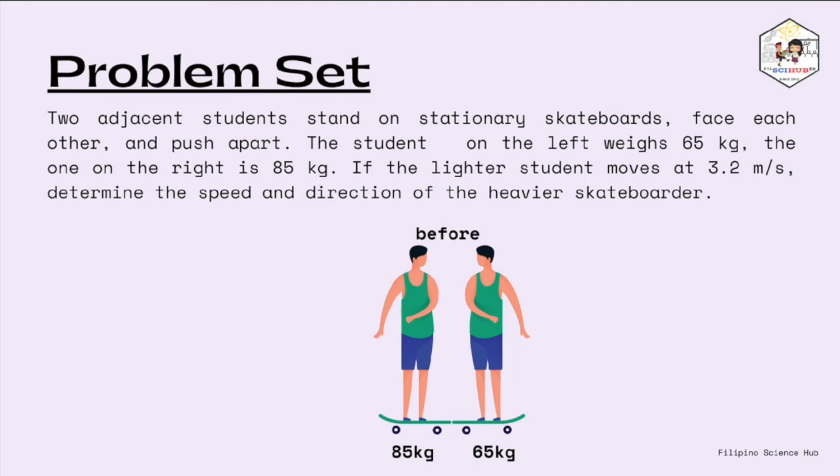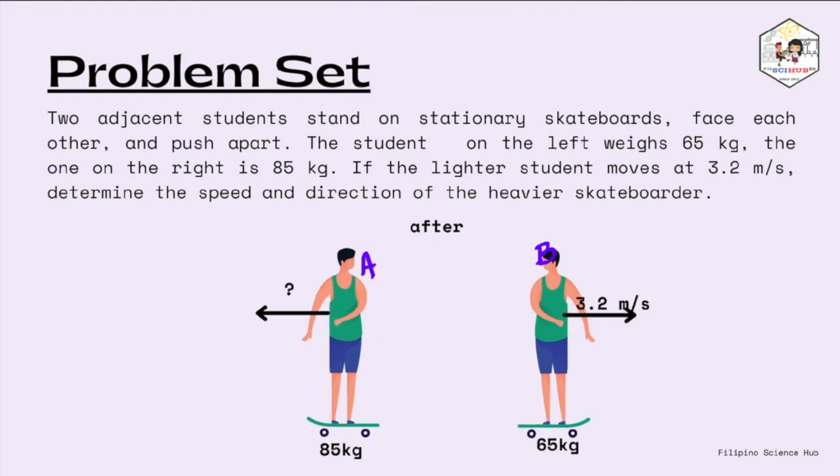So for this problem, we will label student A as the student with 85 kilograms of mass, and student B, the student on the right, as the student with 65 kilograms of mass. So we have here, they are stationary, so they are not moving. So this is before pushing each other. And afterwards, we see that object B, or student B, moves to the right at 3.2 meters per second, while object A moves to possibly the left or to the right, which we will identify later with our final answer, with an unknown speed. So again, this problem, just like earlier, is asking for the velocity of object A after pushing each other.